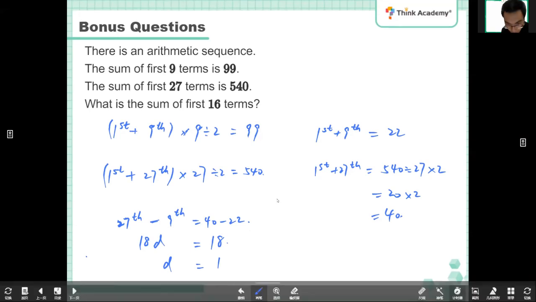Right. So this question over here, we got the common difference 1. So for example, if we start with 1, we don't know what the first term is, but let's say we start with 1, and then 1, 2, 3, 4, 5, 6, 7, 8, 9.